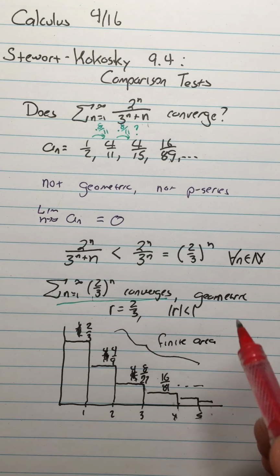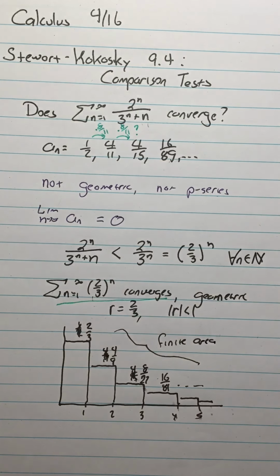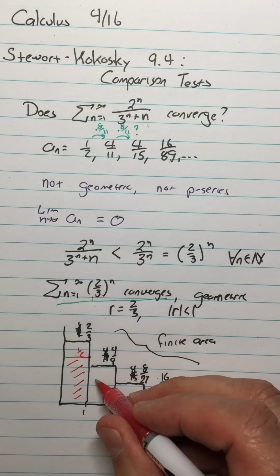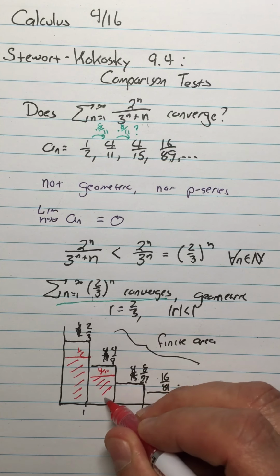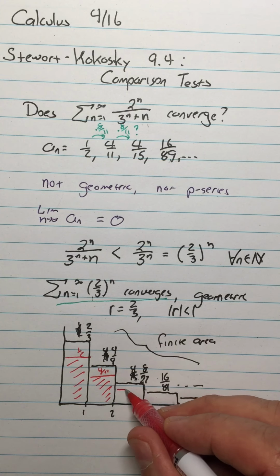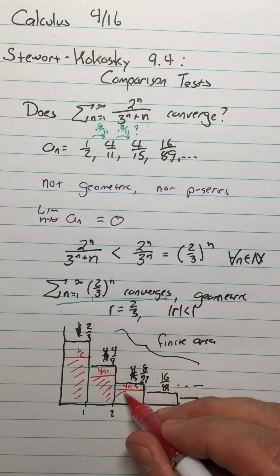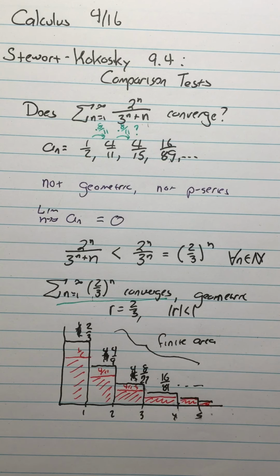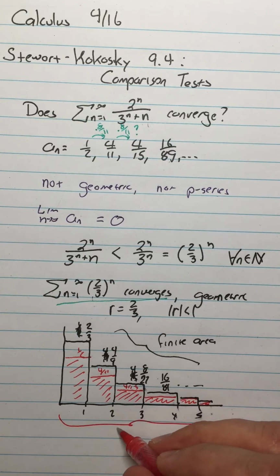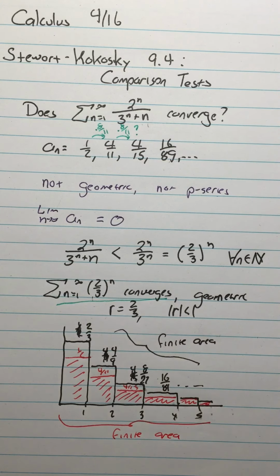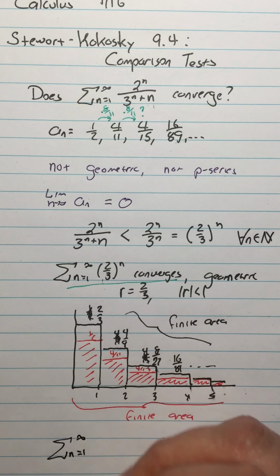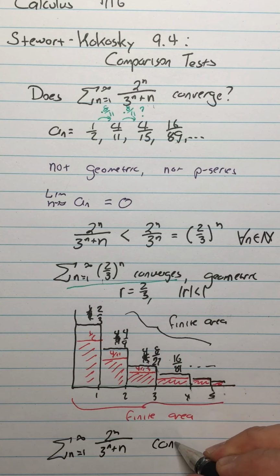Now, this series being smaller than the convergent series, so those numbers are 1/2, and 4/11ths, which is less than 4/9, and 4/15ths, which is less than 8/27. We'll take that on faith. So I'm always adding up areas that are smaller than the areas that I had. So that means that the red rectangles also represent a finite area. And that means that the sum from n equals 1 to infinity of 2 to the n over 3 to the n plus n also converges.